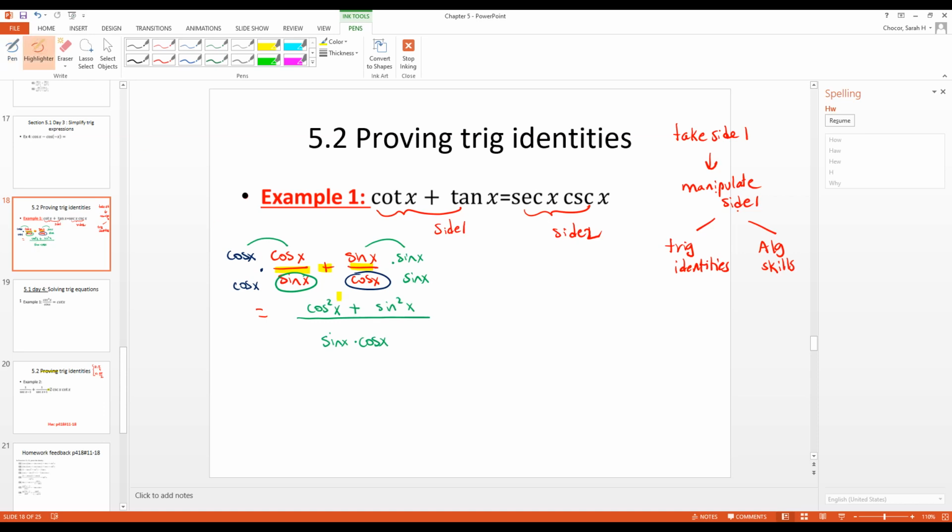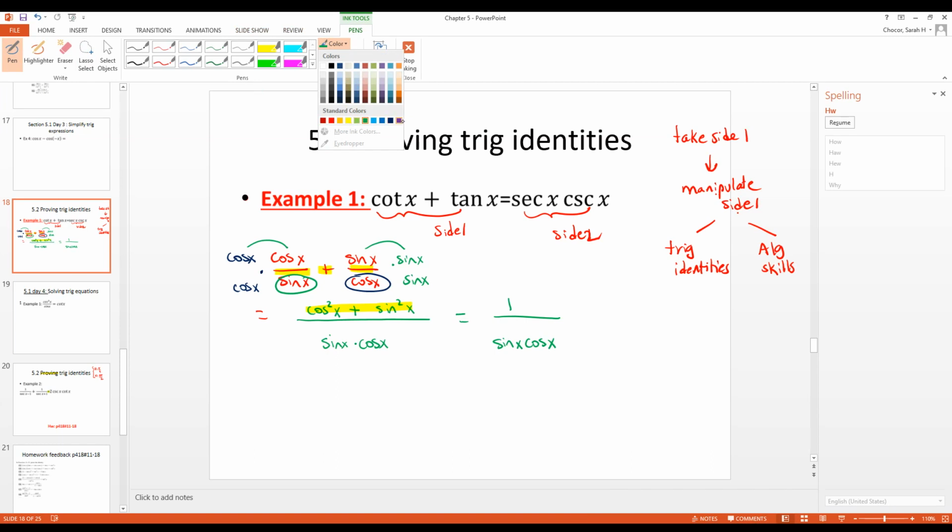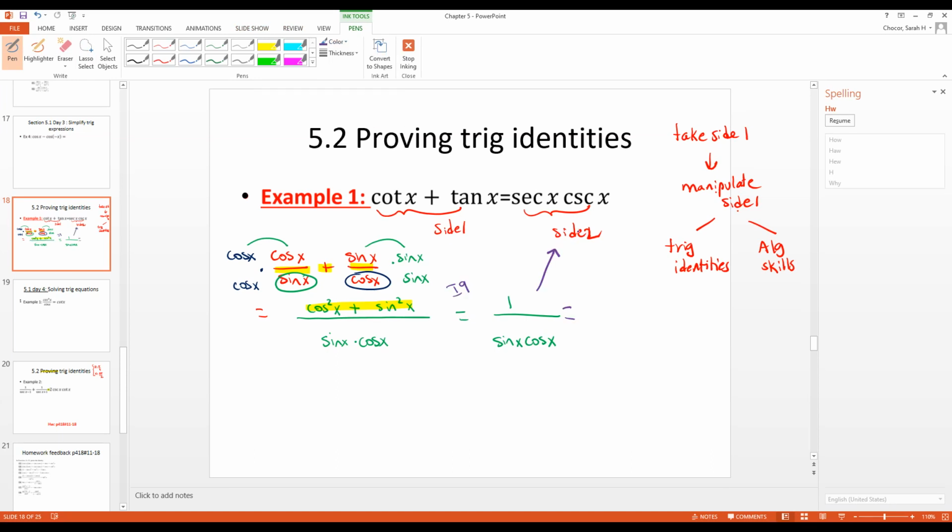Now, how does that help? We have an identity at this point, and this is identity 9 that I will be using, which is going to give me 1. So now I have 1 over sine times cosine. And again, this is identity 9 if you want to write it down. And I need side 2 to have a secant and a cosecant. I don't have this yet. So what I'm going to do, I'm going to use my algebra skills that will allow me to split the fraction. And this fraction will be split.